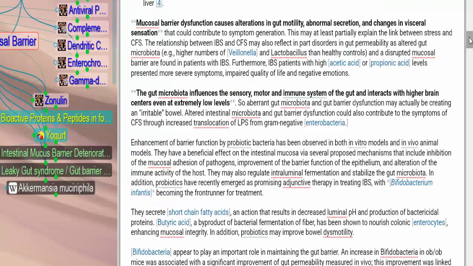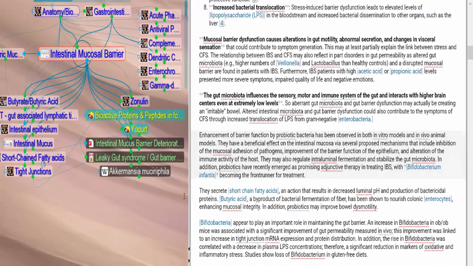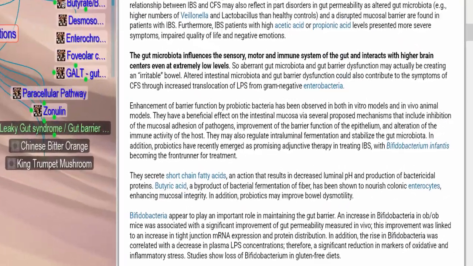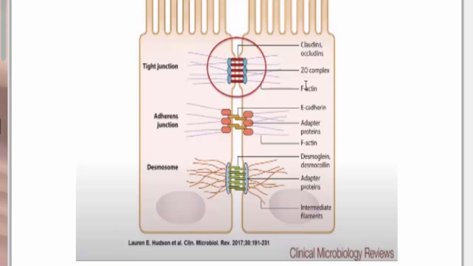Then we briefly touched on how mucosal barrier dysfunction can cause alterations that lead to chronic fatigue syndrome. And these two paragraphs in here will talk about that some. Now let's zip over to tight junctions. And here is a better diagram of what they look like. This is the tight junction right here. These are adhesion junctions, and these are desmosomes.